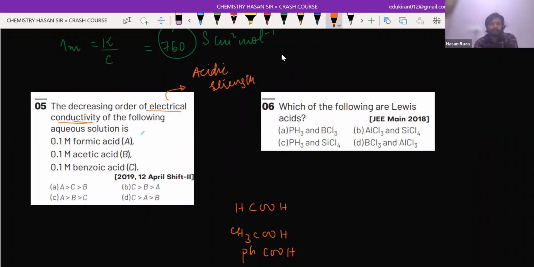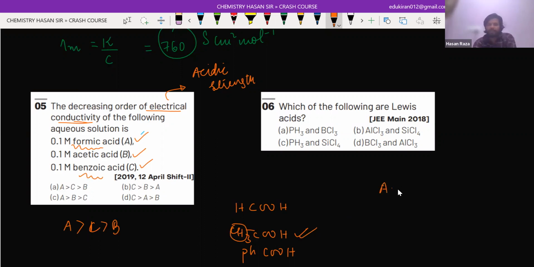For acidic strength, you will get the answer. If this is your A, this is your B, and this is your C, then formic acid will be the most acidic, then comes benzoic acid, and then acetic acid. Because in acetic acid, CH3 is there, which decreases acidic strength.